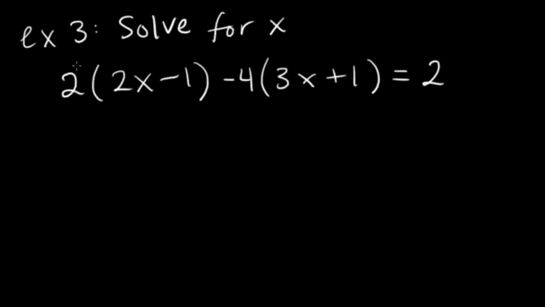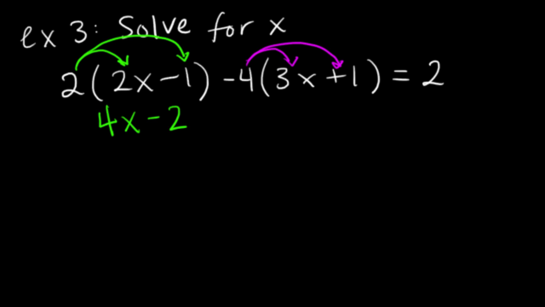So we're going to use the distributive property. Again, I talked about this in the last video, lesson number 2. We're going to use the distributive property to multiply these out. So we get 4x minus 2. All right, and then distributive property again right there. We're going to multiply these out. And then we get negative 12x minus 4 equals 2.